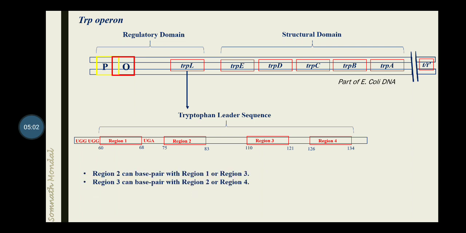Now the point is region 2 can base pair with either region 1 or region 3. So it has the complementary base sequences of region 1 and region 3. Similarly, region 3 can base pair either with region 2 or region 4. Thereby, region 3 has the complementary sequences of region 2 or region 4. Now, how this tryptophan leader sequence will be important in regulating the TRP operon is our point of discussion.